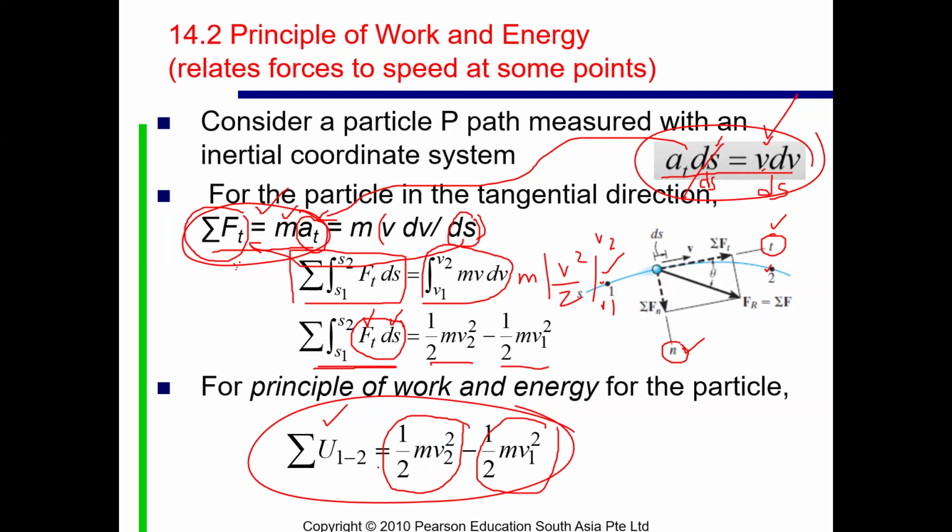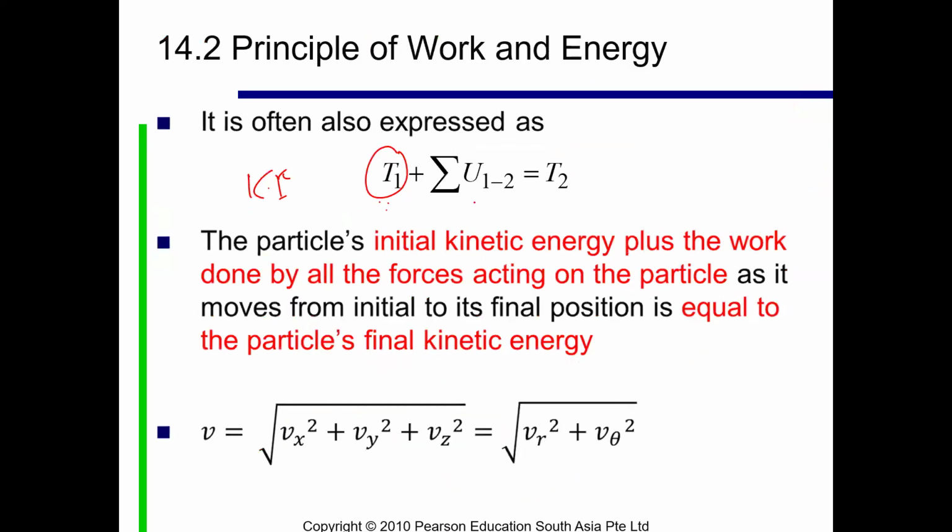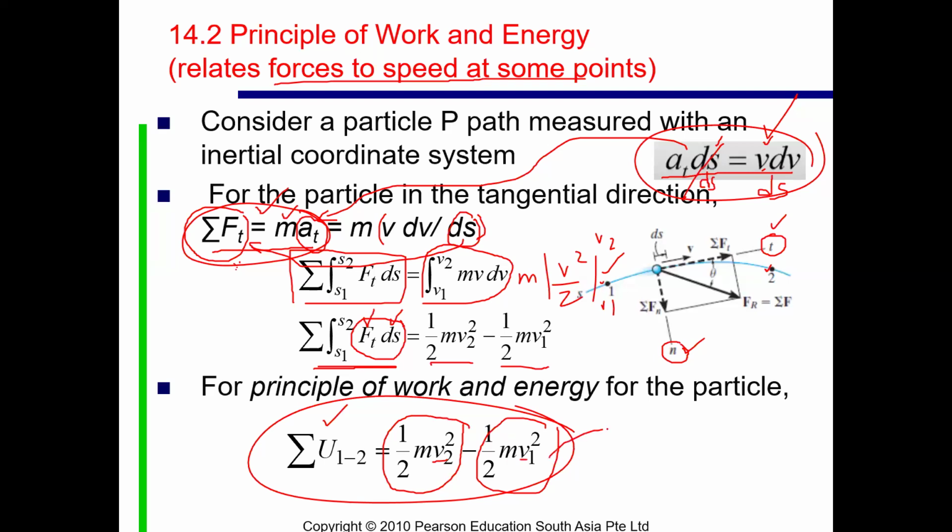This is the relationship where work done and energy are correlated based on the speed. That's why we can relate forces to the speed at some points in this case. If I rewrite the equation, it will look like this. In the book, kinetic energy is generally not written like in your conventional books; in the current book, it is represented with a symbol T.